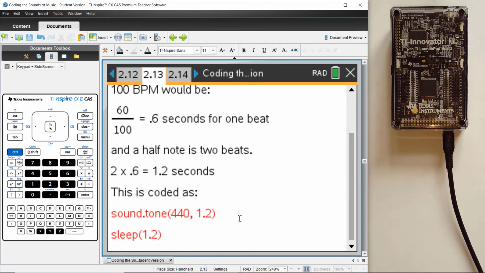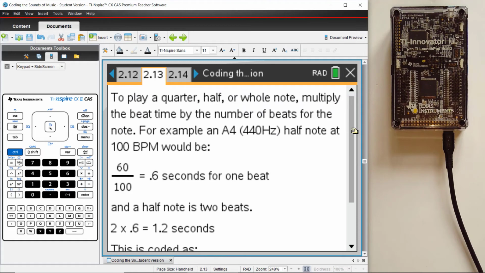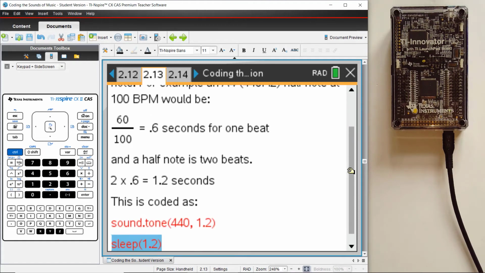So how would we code that? Well, we put in sound tone 440. So this is just what we did in the last challenge. And we use a time interval of 1.2 seconds. And then we put that sleep in there to give it time to do it. So this is going to play tuning A for a half note. Hey, we're getting pretty close to being able to code music now.